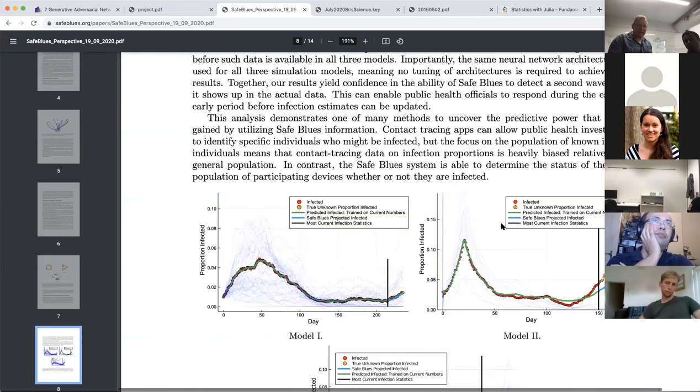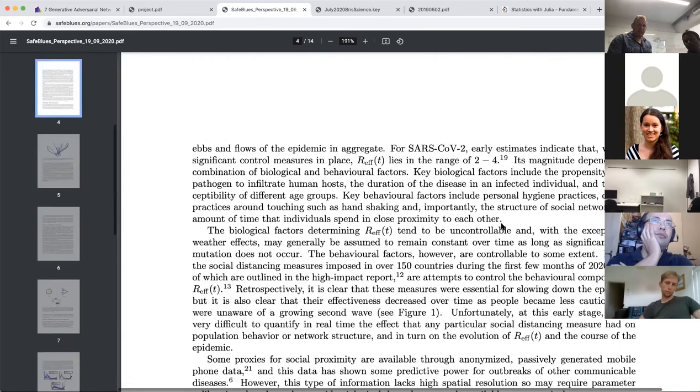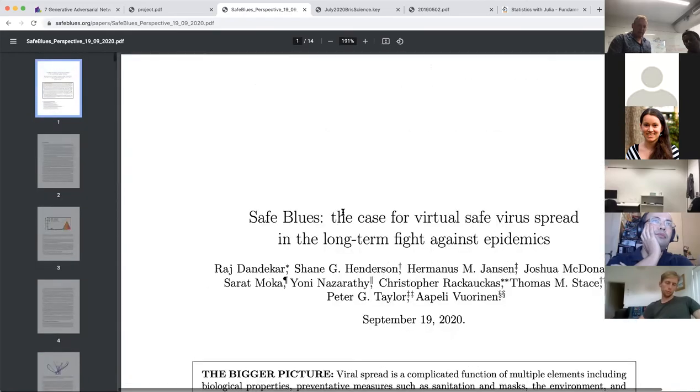It's let's use virtual safe, that's the name of this article. It was now accepted to Patterns, Cell Press. So let's do virtual safe virus spread, and look at how these virtual safe viruses spread. Not everybody has to have them. Maybe only 5% or 2% of the population runs these on their apps. Then we can relate that to the actual epidemic.